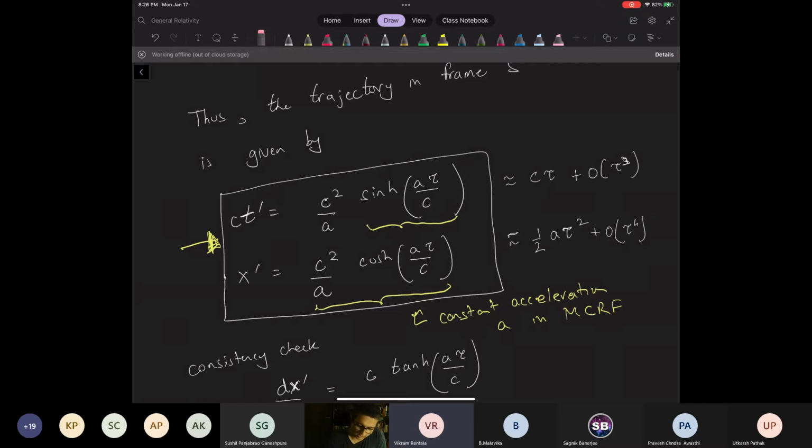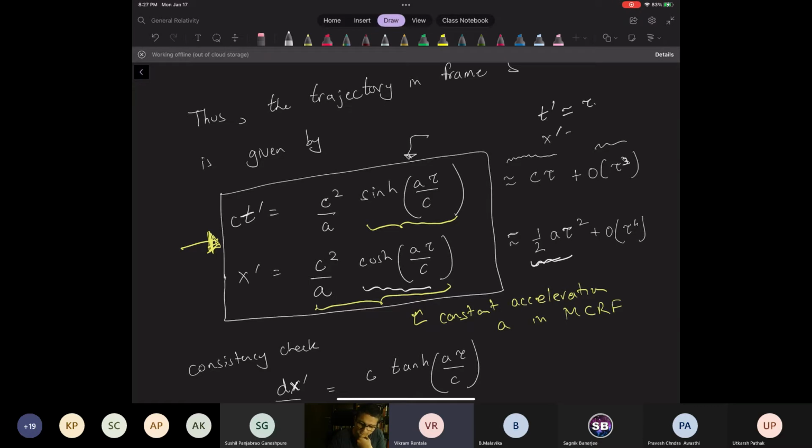Now if you look at this, let's do an expansion for small tau. For small tau, this is basically equal to c times tau plus order tau cube. This is an expansion of sine hyperbolic, which has a similar expansion to sine for small tau. Similarly, cos hyperbolic for small enough tau has a similar expansion to cos, so it's just half a tau square. So what you see is parametrically, for small times, t prime is basically just the same thing as tau.